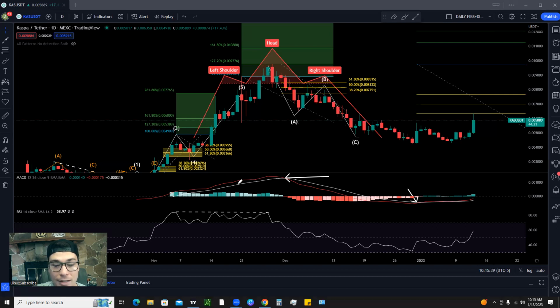If we look at the MACD, what you want to pay attention to is this red line. When you see it cross below the white line, that's what's known as an exit signal. So we get an exit signal right here on the MACD, and you see we end up dropping much, much lower in the actual price of this token.